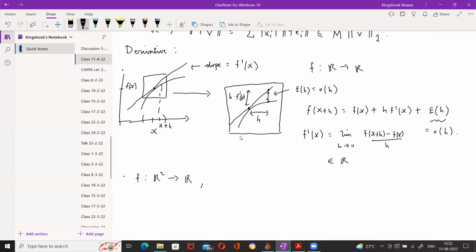Instead, I try and copy this picture. So I look at the graph of f. So that will be some surface. Okay. So maybe this is the graph of f. And then I take a point on the graph. And then I look at the tangent plane to this, right? So the tangent plane will be the graph of a linear function of h. And that linear function, like in this picture, will give me the best approximation to f. So here's my point on the tangent plane, and here's the point on the graph of f. And again, what I want is, the error in the approximation. This error here should be small compared to h.